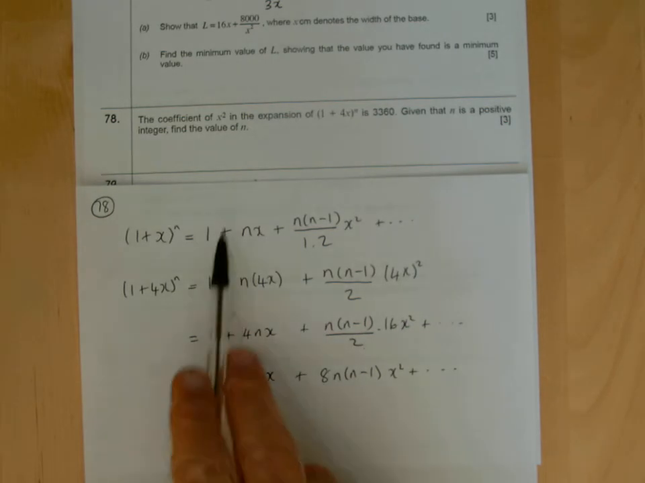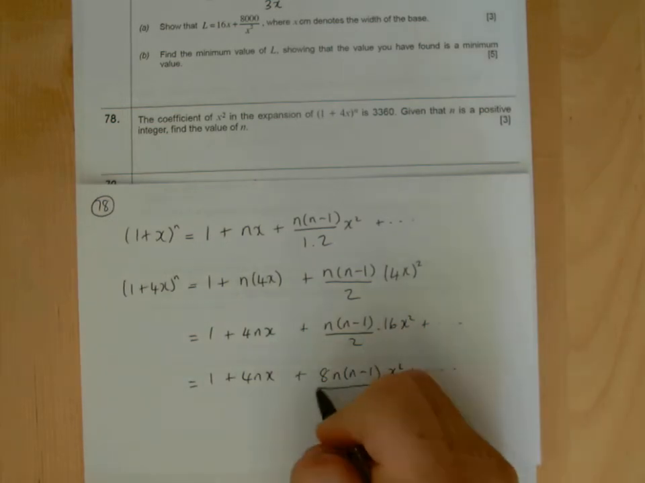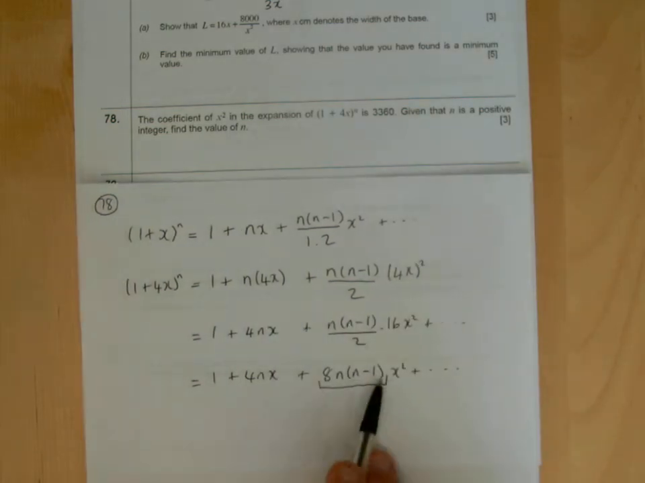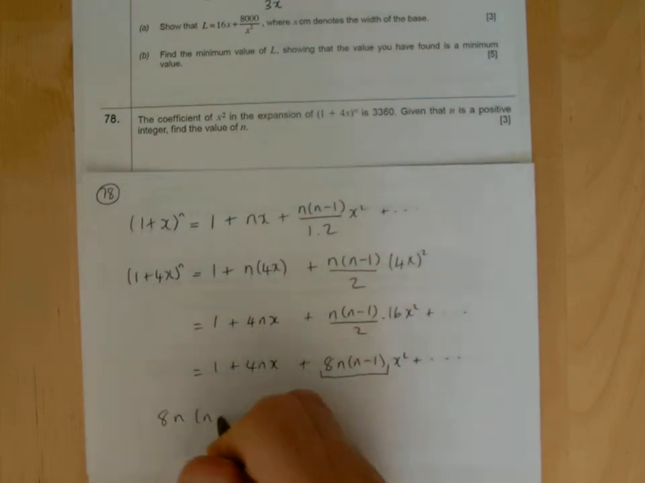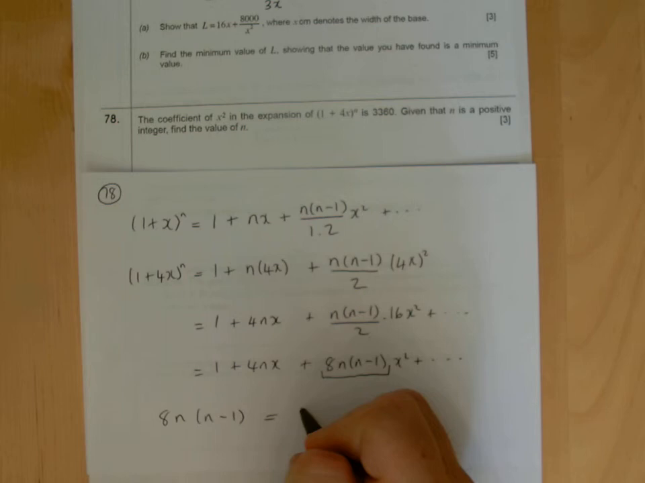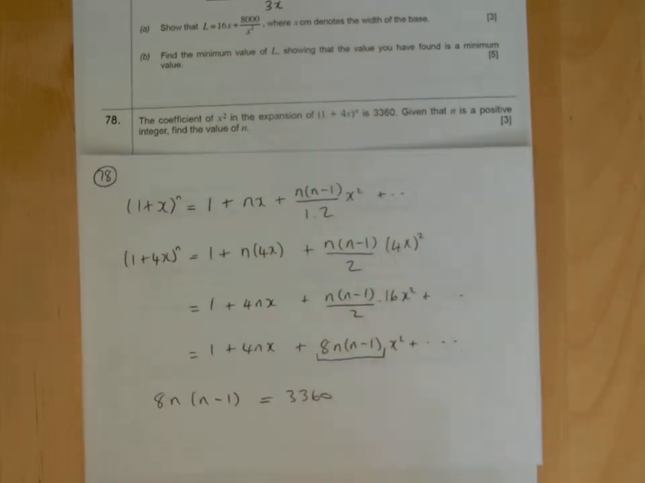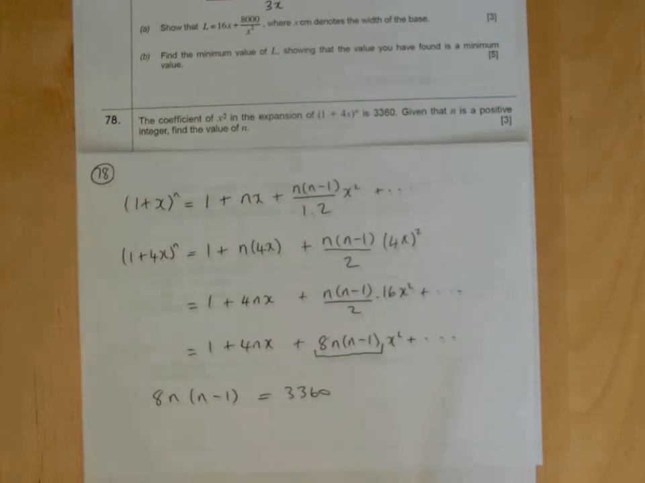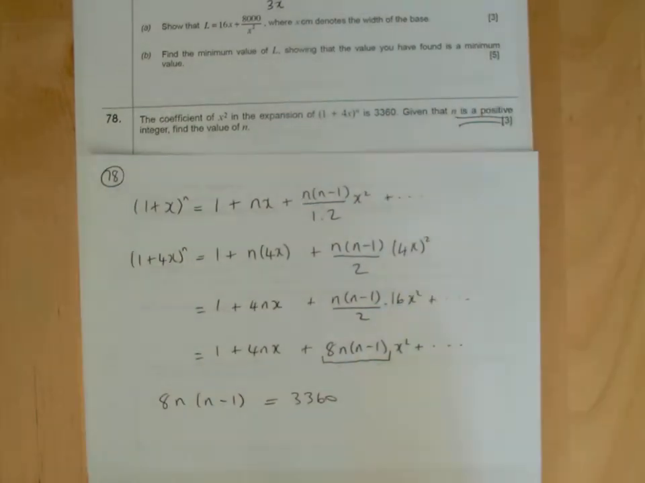Now it does say the coefficient of x squared is 3,360. When they talk about the coefficient, they're talking about all the stuff in front of it. So the stuff in front of the x squared here is that. So we could say 8n(n minus 1) is equal to 3,360. That's what they said the coefficient is. We want to find n, and take note that n's got to be positive.